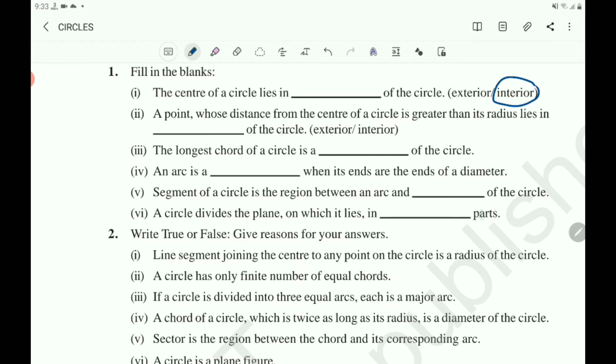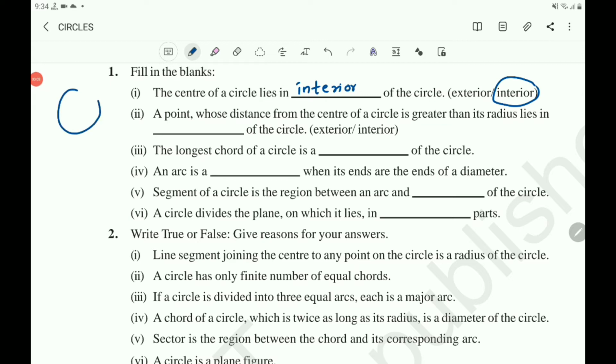Write that. Interior of the circle. The center always lies inside the circle. So you have to write the answer: interior of the circle. A point whose distance from the center of a circle is greater than its radius lies in dash of the circle.